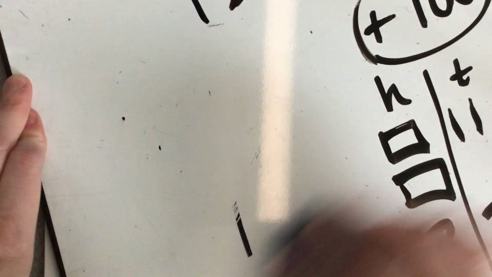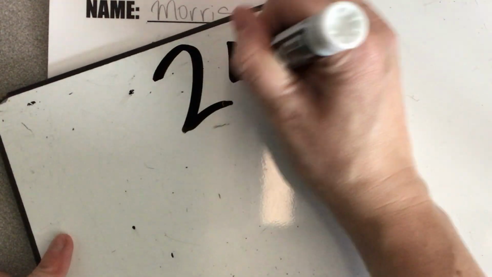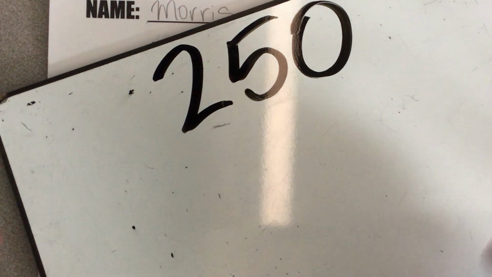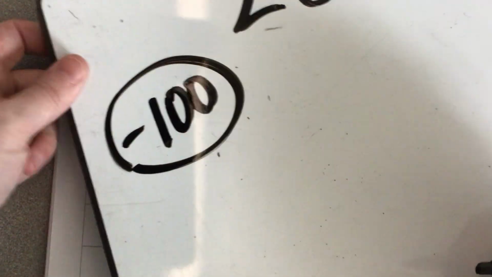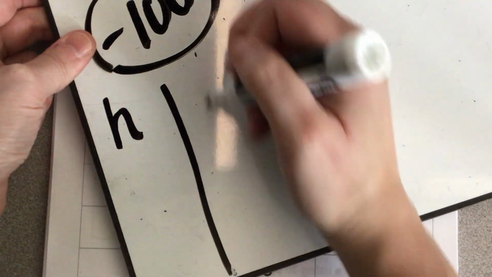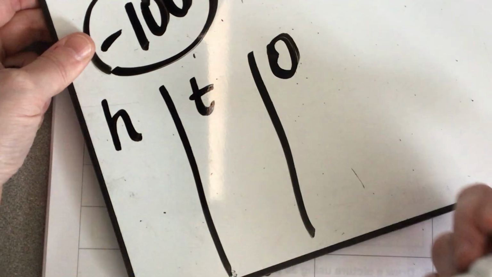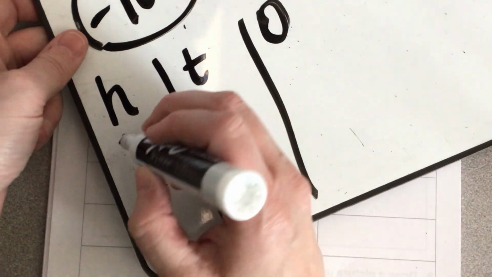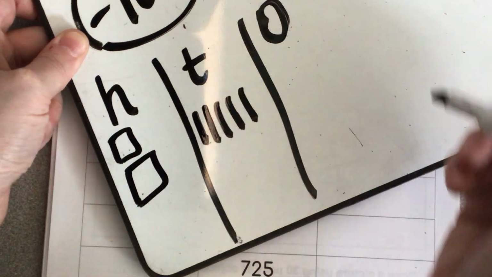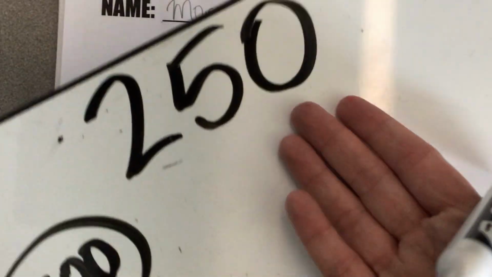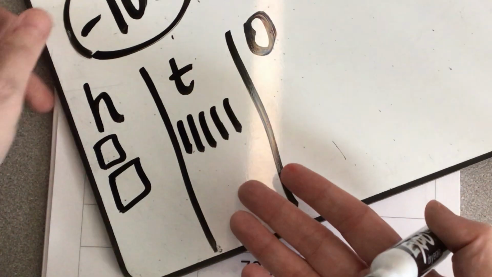So our original number is 250. So I'm going to erase my board. And I'm going to write my original number up top so I don't forget. 250. Okay, so on the left side, I'm going to start with 100 less. I'm going to draw my place value chart. And I'm going to draw my number 250. So that's 2 hundreds and 5 tens. No ones because it's a 0 in the ones place. So I drew my number 250.